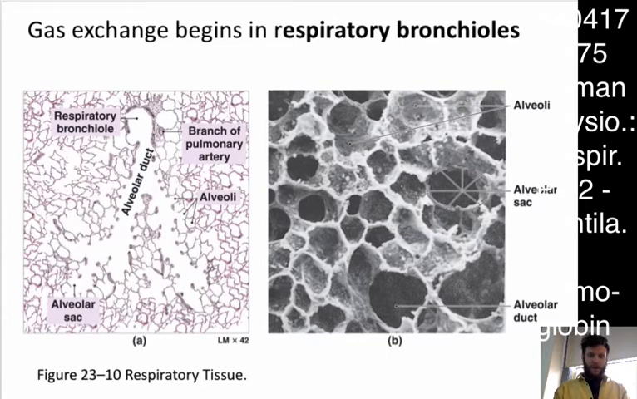All right. This is where gas exchange happens, from respiratory bronchiole to alveolar duct down to alveolar sac, in any of these alveoli. Alveolus is the singular of that. All right, so let's look at a little bit more detail here in this cartoon.